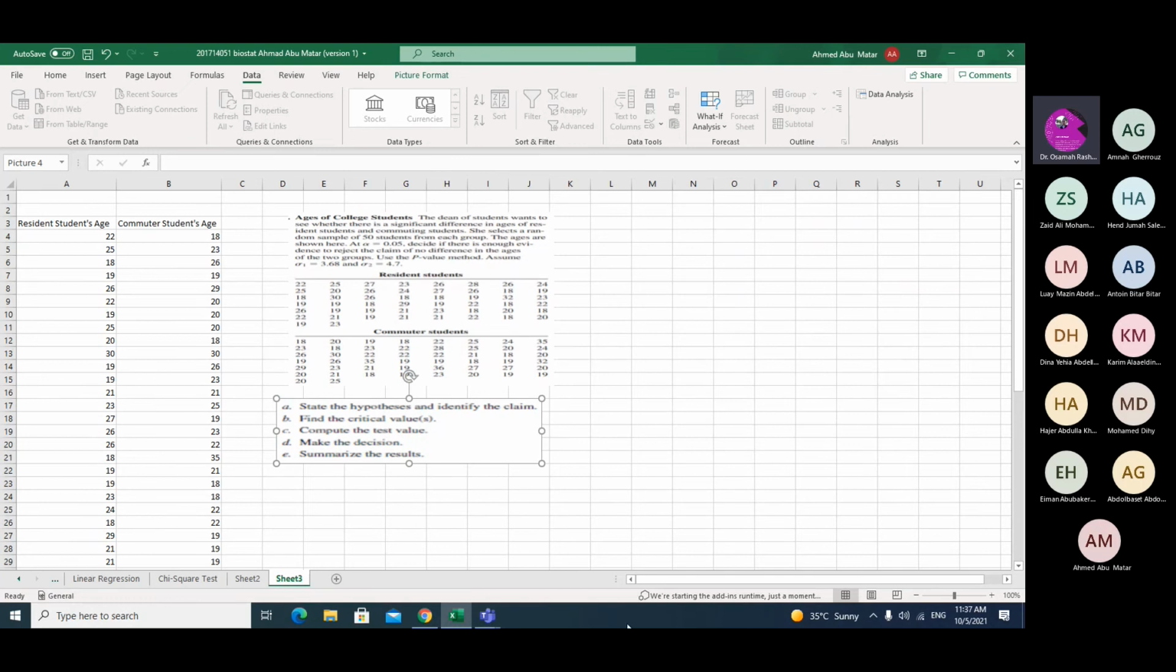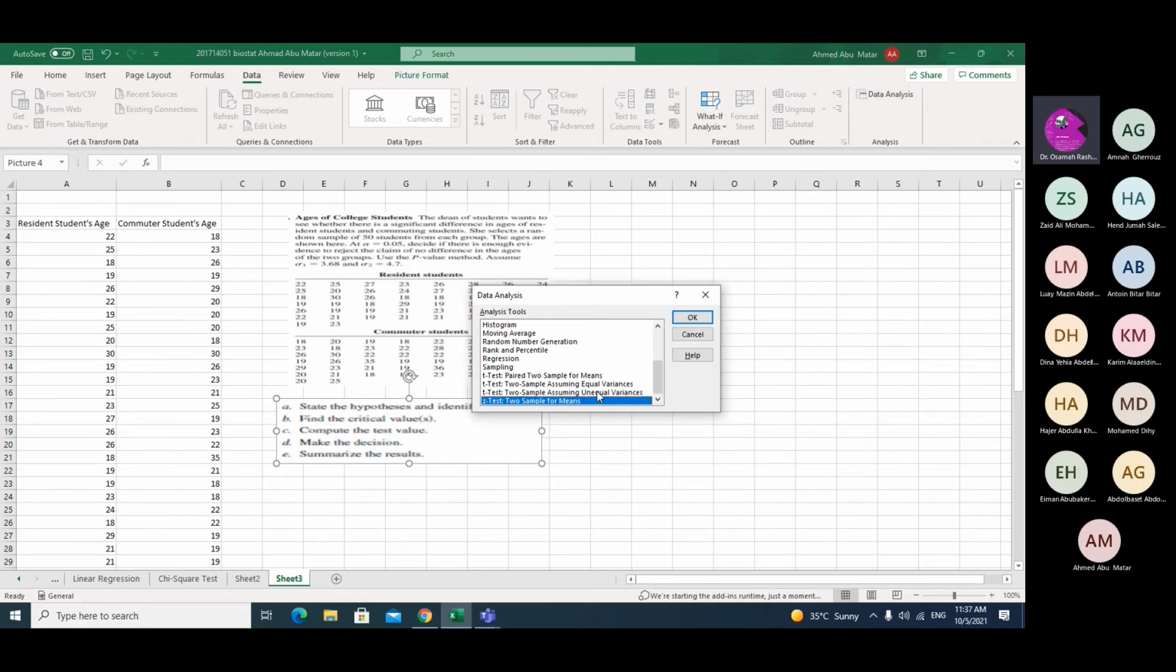Okay. Now you have to decide which test. You have two samples, right? Yeah. And also you are given the standard deviation for the population, so you will go for the two sample Z test, right? Yeah. Okay, so we'll go for data analysis, Z test for two sample, press OK.